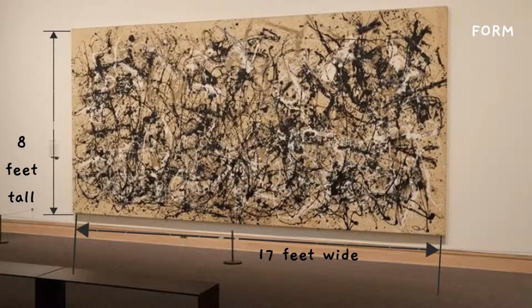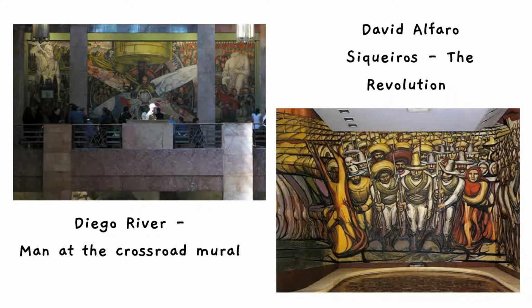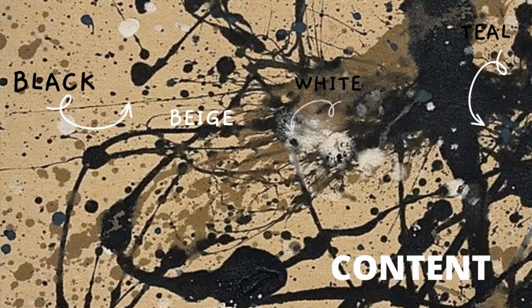This enormous painting had dimensions of 266.7 centimeters by 528 centimeters, which converted to feet is 8 feet tall and 17 feet wide. The vast painting, inspired by Mexican muralists, was created to encapture viewers in the moment, leaving room for no distractions for both Pollock while he was painting it and also for the viewers admiring it.